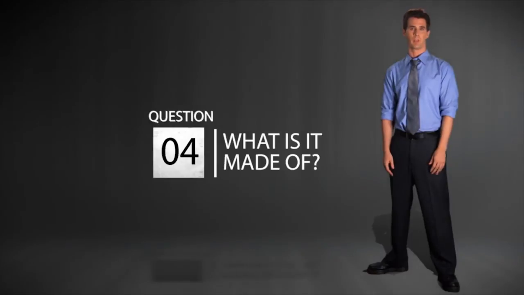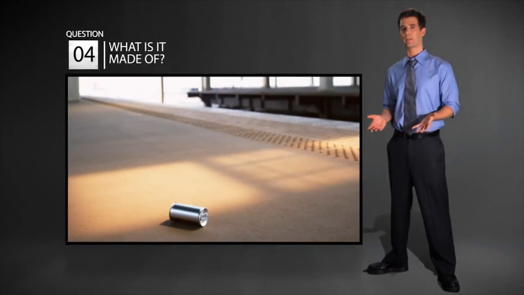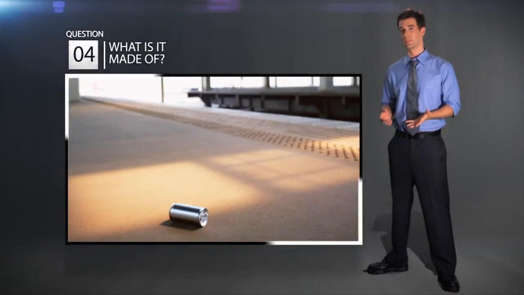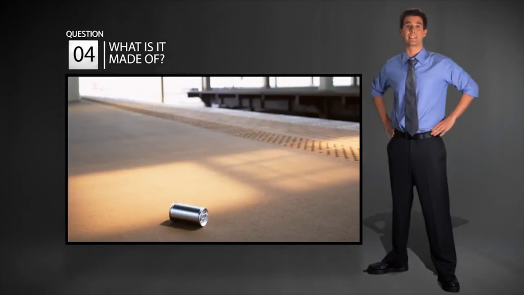Fourth question. What is the object made of? Is it made of wood, steel, cotton? Let's take a look at an example.